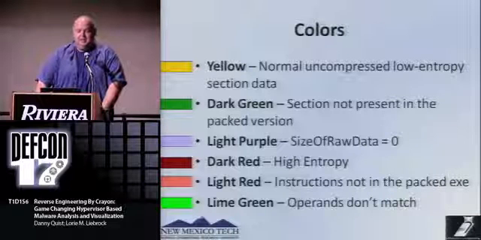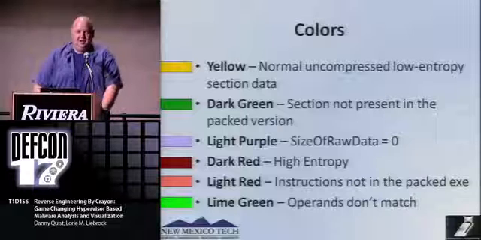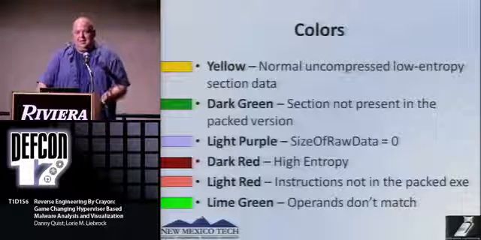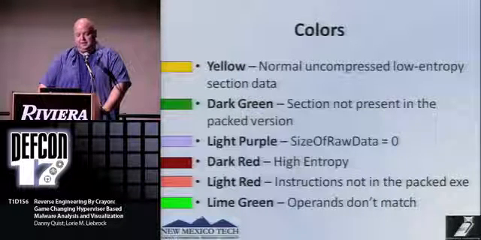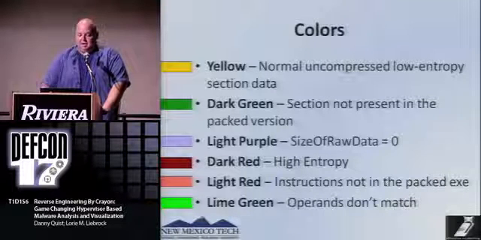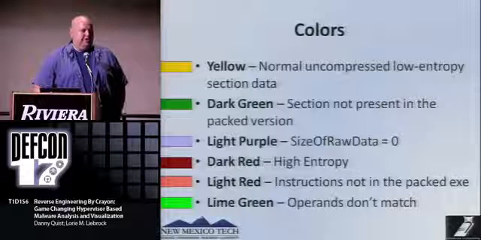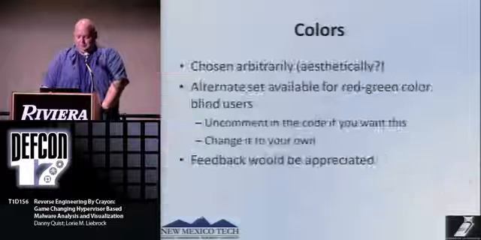And dark red is one that I wanted to really point out, which is actually the high entropy version of the code. So this would be sort of execution inside of compressed or encoded or encrypted code, or whatever you want to call it. The other thing that I wanted to point out is light red. These instructions are not in the packed executable at all. And then lime green, this is where the operands aren't going to actually match. So this will be any sort of shifting decode frame type attack where you're executing code over and over.